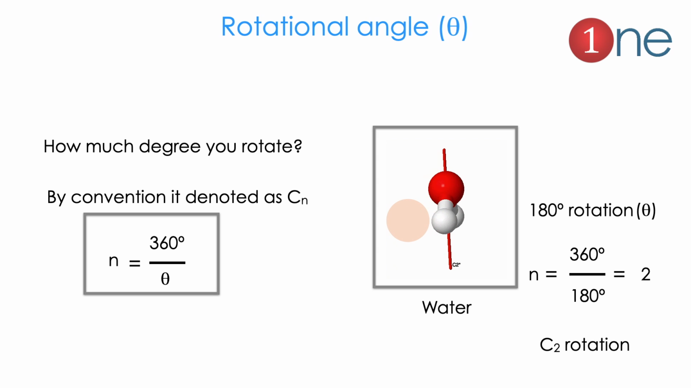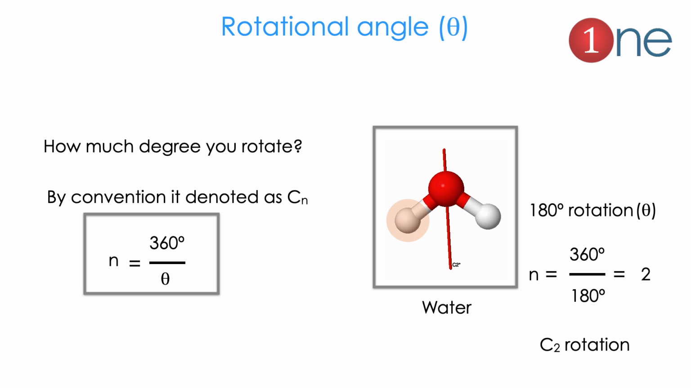Now let us get into a little bit of quantification. How can we quantify the rotation? Rotation involves changing of the angle. It is normally denoted as n. How can we calculate n? It is 360 by theta. Why 360? 360 is the real scale. 360 means a complete rotation. So how much you rotate from the complete rotation is called n. n is 360 by theta.